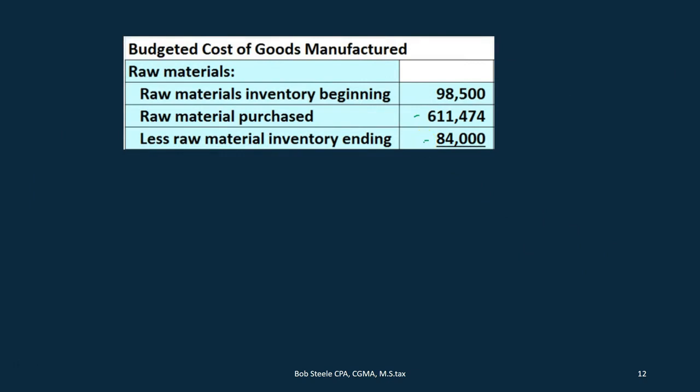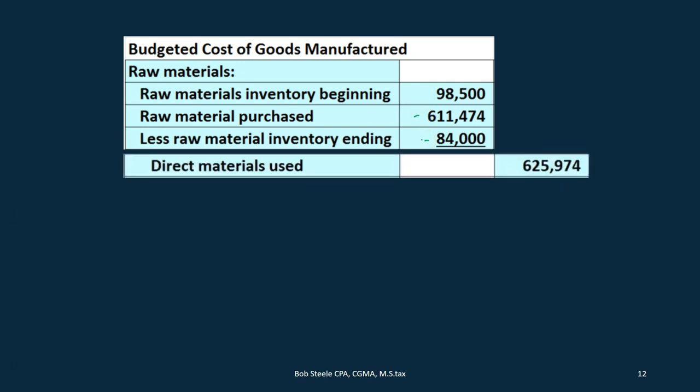So we're back to the budgeted cost of goods manufactured, where we had the beginning 98,500 plus the purchases 611,474 minus the 84,000 ending balance, and that would give us the direct materials used in the process being the 625,974. Remember, when we talk about the manufacturing of inventory, we're talking about direct materials, direct labor, and overhead. This is the calculation we need to go through in order to get the amount of the direct material that it was actually used in this case.